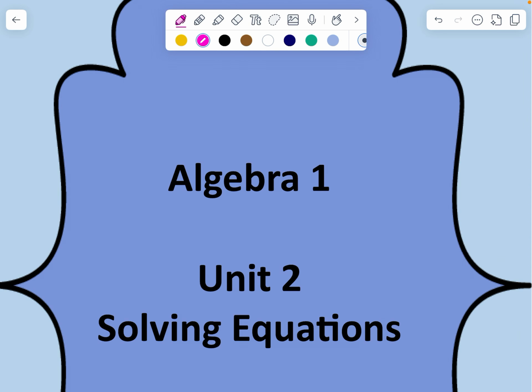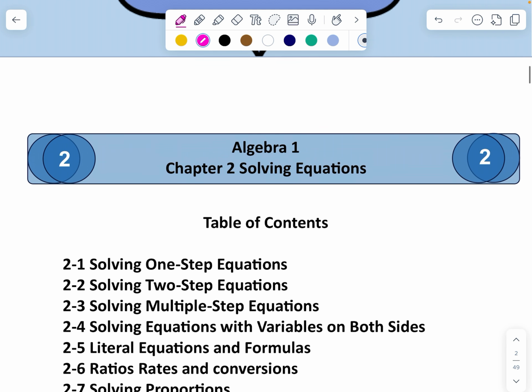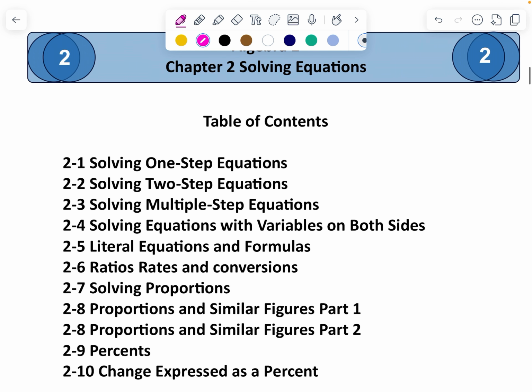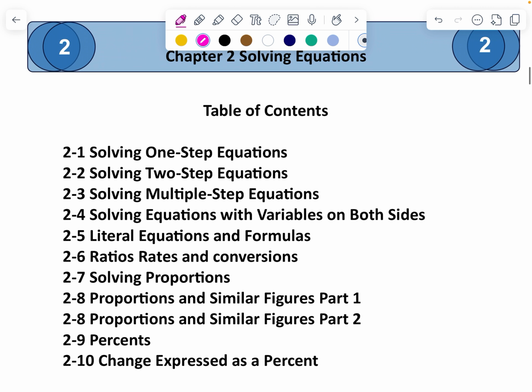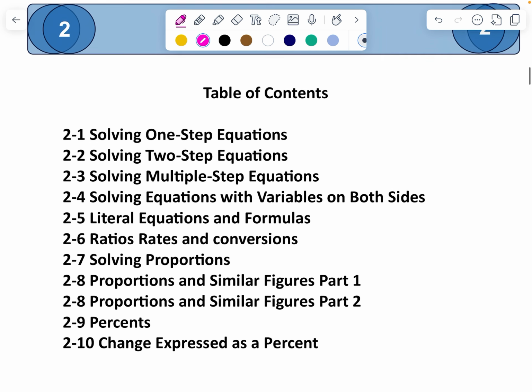Okay, we're starting the next unit on solving equations, and we start off with a fairly familiar type of solving equations as with one-step equations in 2.1. Then we go to two-step, multiple steps, and so on. So we'll finish these 10 chapters. We'll probably have a mid-chapter test.